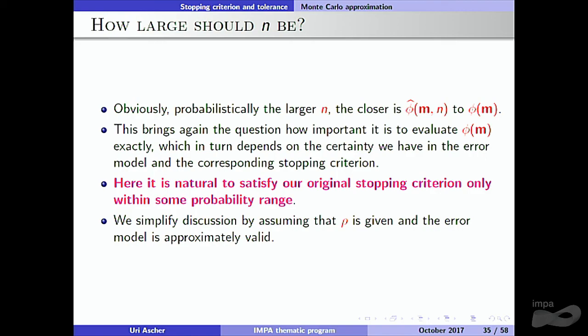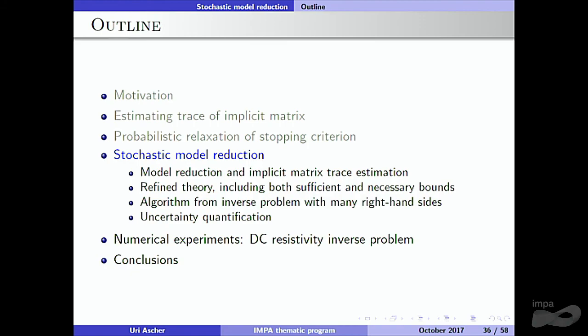So here, it is natural to satisfy our stopping criterion only in a probability range. Basically, we are turning into this probabilistic error criterion. Okay. We are going to assume that we know rho, just to make everything else simpler. Then we are going to discuss what we mean by knowing it. So now we're going to do a stochastic model reduction, i.e. add those W's there. And that's the menu for this item of the outline.